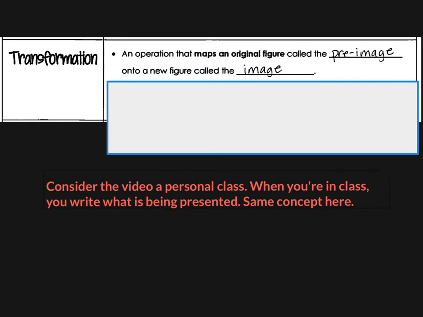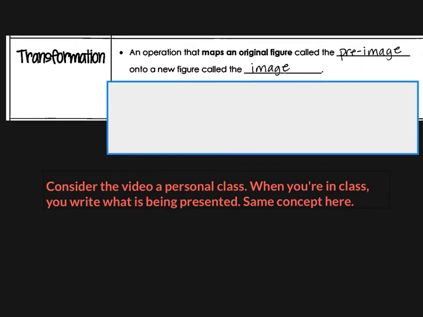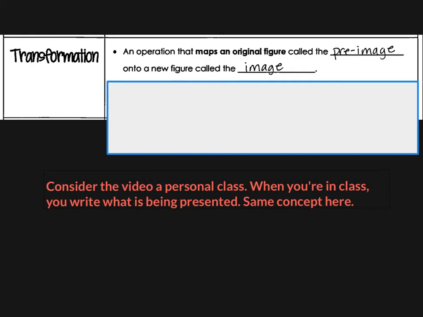So a transformation is an operation, right? And remember, when we talk about operations in mathematics, we're talking about action words. So an operation that maps an original figure, the original figure is called the pre-image. So when you hear original figure, attach that to pre-image. And that maps it onto a new figure called the image.